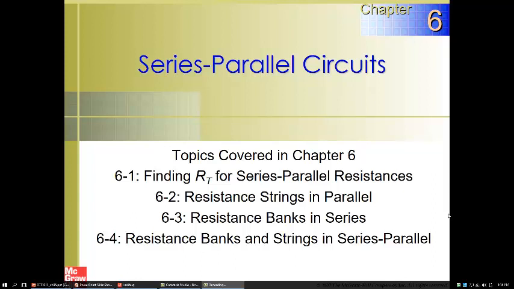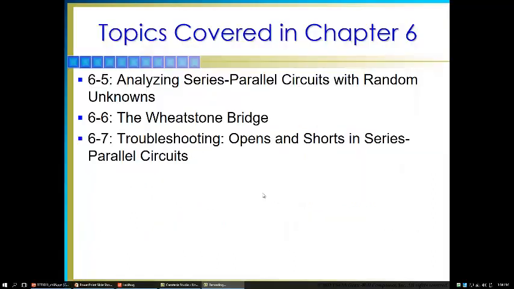In section 6.4, we're going to work with resistance banks and strings in series and parallel, a combination of all of these items, the strings and the banks connected in series and parallel. We will also analyze series parallel circuits with random unknowns. That means, sometimes we will not know the values of certain components on the circuits, and we are going to discover and apply techniques that help us to determine those values.